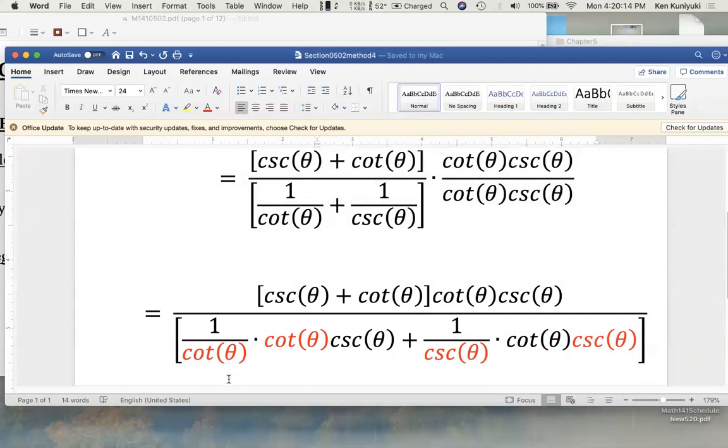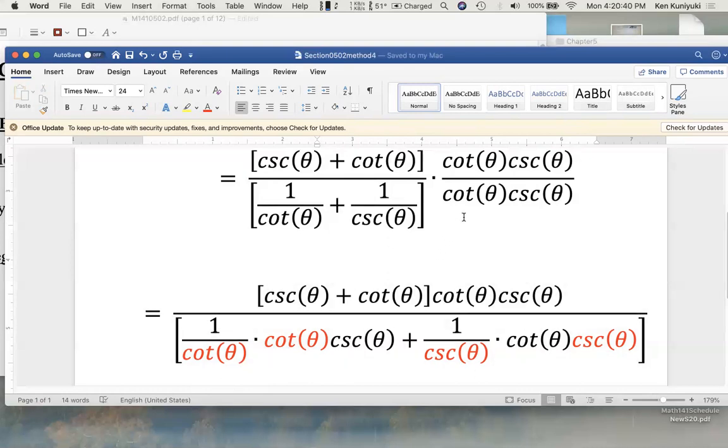Now what happens? We get some cancellations. Cotangent of theta divided by cotangent of theta, in red here, these divide out to 1. I should put little ones here, but I'm trying to make things fast. Here, cosecant of theta divided by cosecant of theta is 1. These red pieces basically die out. So then in the bottom, we're left with cosecant of theta plus cotangent of theta.